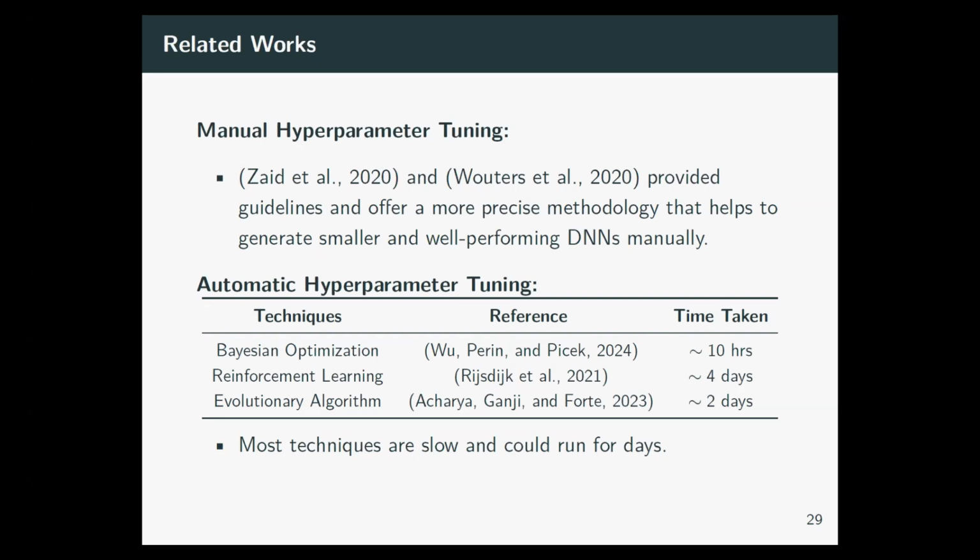Subsequent works try to automate this process, because manually tuning these hyperparameters is very tedious and it can take up to months or days. Some automatic hyperparameter tuning methods use different techniques like Bayesian optimization, reinforcement learning, and evolutionary algorithms. However, most of these techniques are slow and could run for days, except for Bayesian optimization. So for our work, we try to improve on this framework.